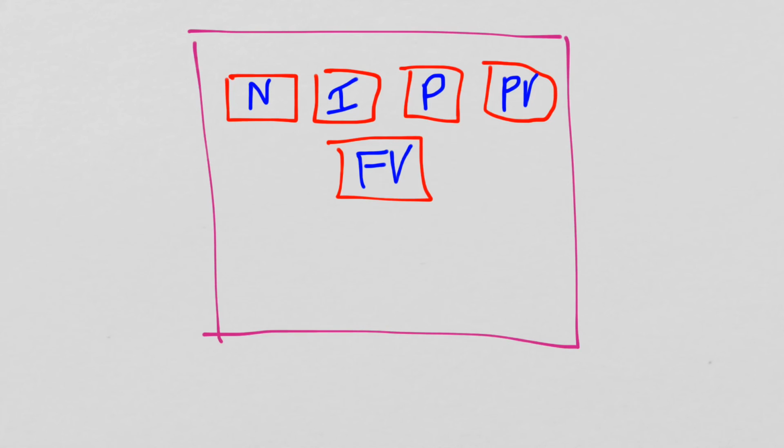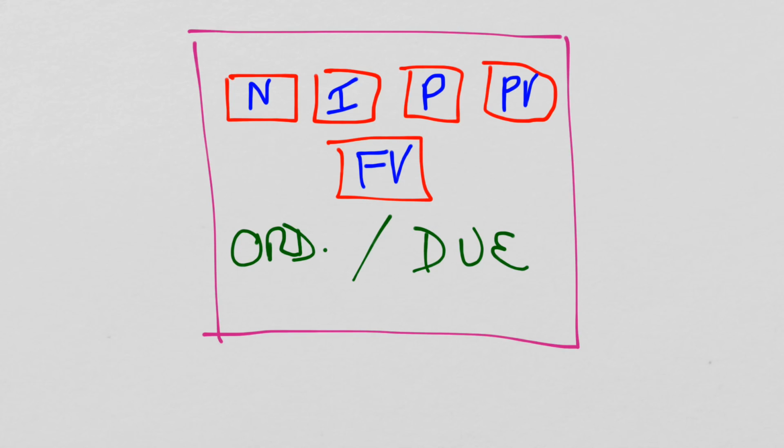You just need to be able to program your calculator for whether it's an ordinary annuity, if you're doing annuities, or an annuity due. So it will know how to calculate whether the payment's upfront or at the end of the period. And that is that.